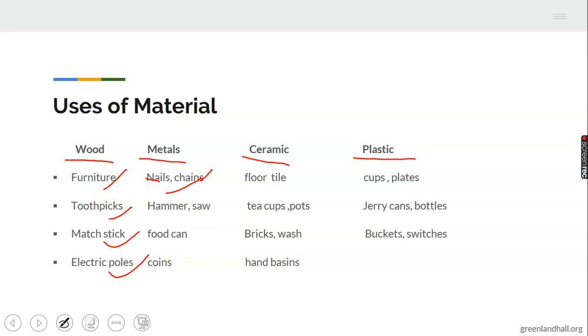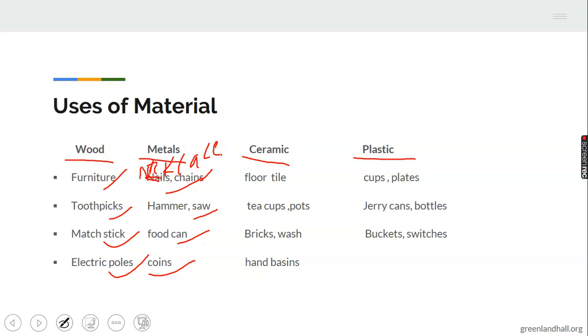We have armor. We have saw from metal. We have food cans. We make some food cans from metal. And then we have coin from metal. Don't forget, I said this is necklace. This space might not be enough for me to write it, but just don't forget this necklace. Necklace and chain. Then we have ceramic.